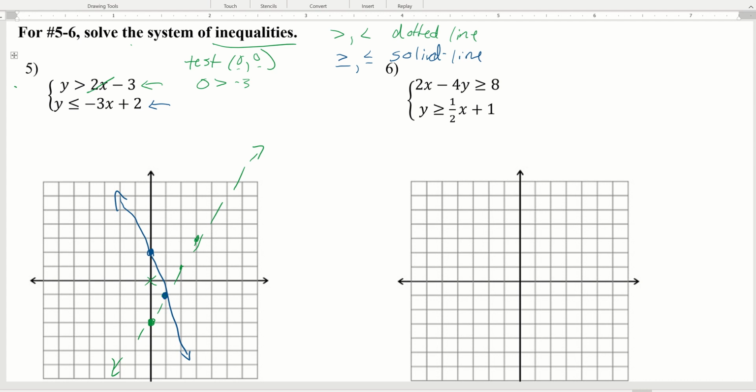Yes, that's true. Okay. Now here, this is where some students get a little confused. Since I tested on this side of the line and it came out true, that means I shade on the same exact side. I shade all my stuff here.